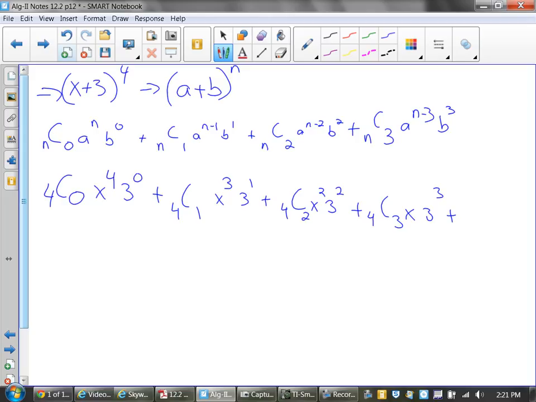And then you go all the way until, once the exponent of your a value reaches 0, you're done. Your b value starts at 0 for an exponent, and it goes up to whatever the n value is.